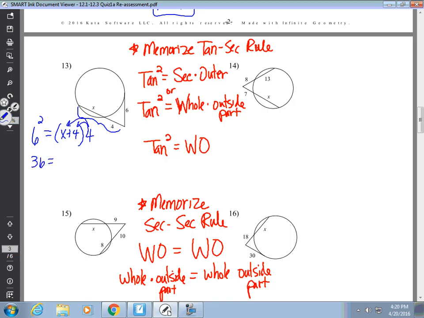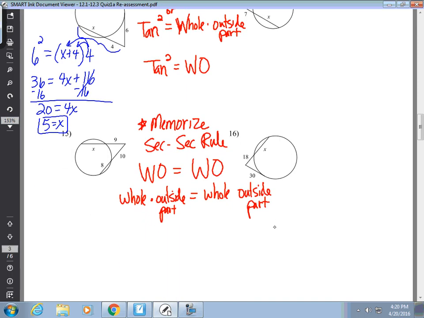And then we distribute our 4 to each term. That's 4x plus 16. Subtract 16 from both sides. So we can solve for x. 20 equals 4x. And yes, x equals 5.